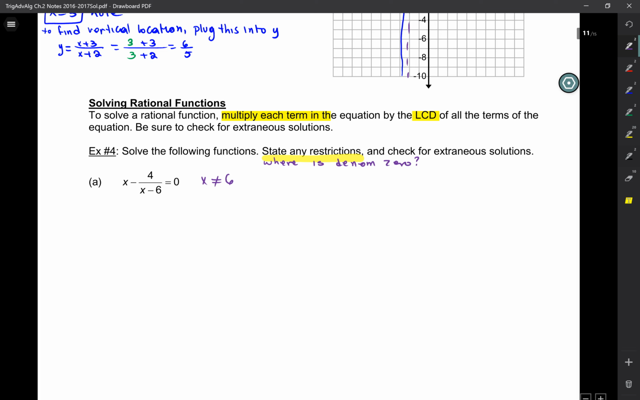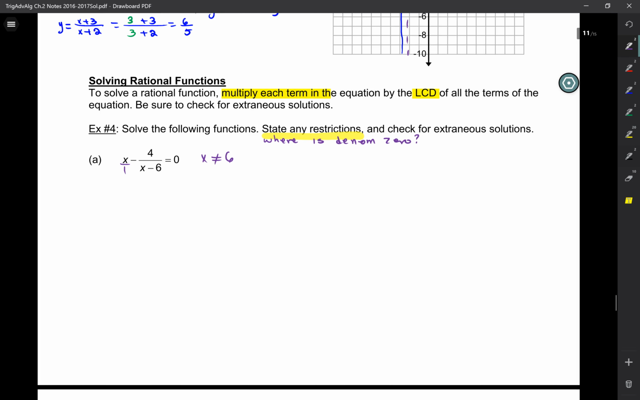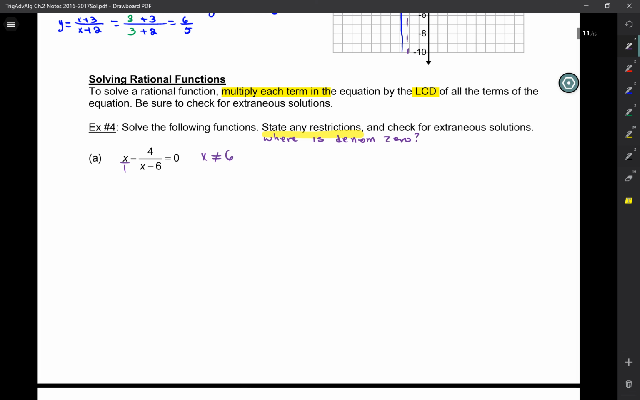Now, this poor thing doesn't have a denominator, so let's give it 1. You just say over 1. I didn't get rid of it, it's still there. Why can't it equal 6? Because if x equals 6, what's 6 minus 6? You can never have 0 in the denominator. Oh, that makes sense. I get it.